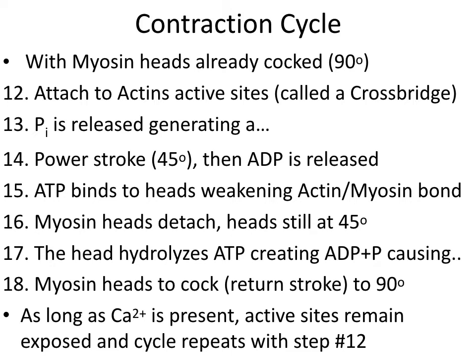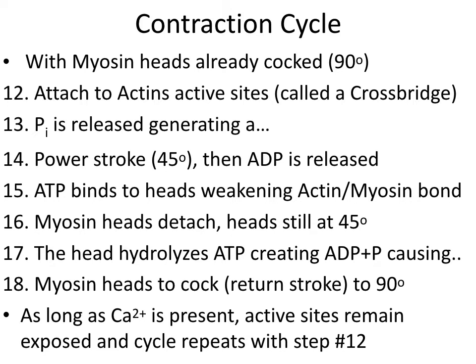They attach to actin's active sites. When they attach, there's a fancy term called a cross bridge. They form a cross bridge. What is a cross bridge? It's just myosin attaching to actin. The next step, and I know this is very, very tedious, but we're going to get down to the molecular level, so we might as well talk about every step.